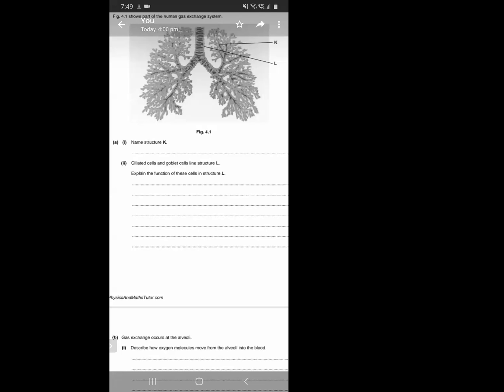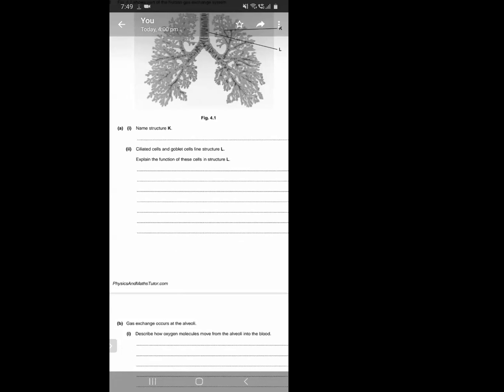Gas exchange occurs at the alveoli. Describe how oxygen molecules move from the alveoli into the blood. Oxygen molecules move from the alveoli into the blood by diffusion. Oxygen in the alveoli passes from the lungs into the blood, red vessels, while carbon dioxide leaves the blood and enters the lungs for exhalation. Immediately upon entering the blood, the oxygen molecules move into the red blood cells. Okay, Jazakallah khairan. Nawal, you did an excellent job.